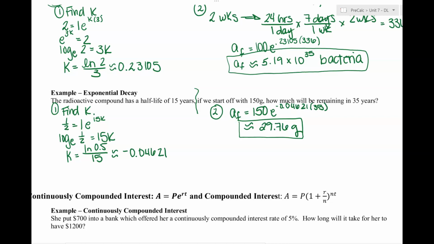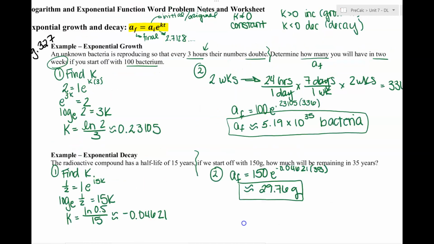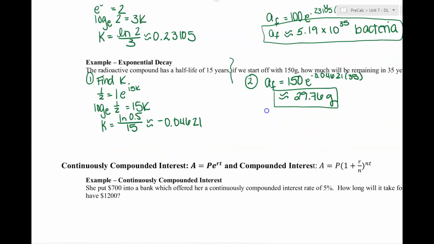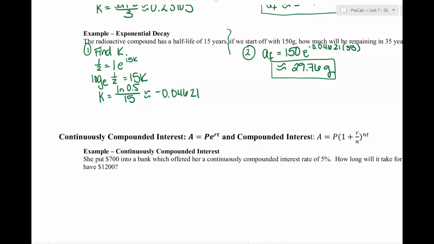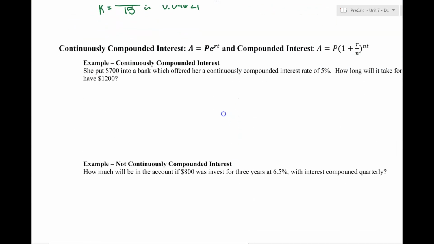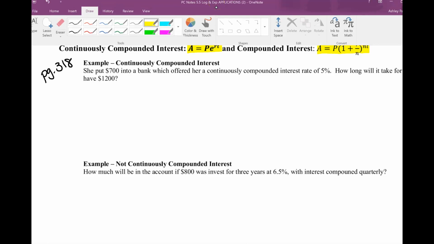Okay, sweet. All right, ladies and gents, that is exponential growth and decay. The next one that we're going to look at is continuously compounded interest and compounded interest straight out. Now, you should have seen this in Algebra 2, but this is from page 318 in your text. There are 2 different ones. The first one that you're going to see is A equals P times e to the rt power. The next one is A equals P times the quantity 1 plus r divided by n, raised to the nt power. And there are big differences.